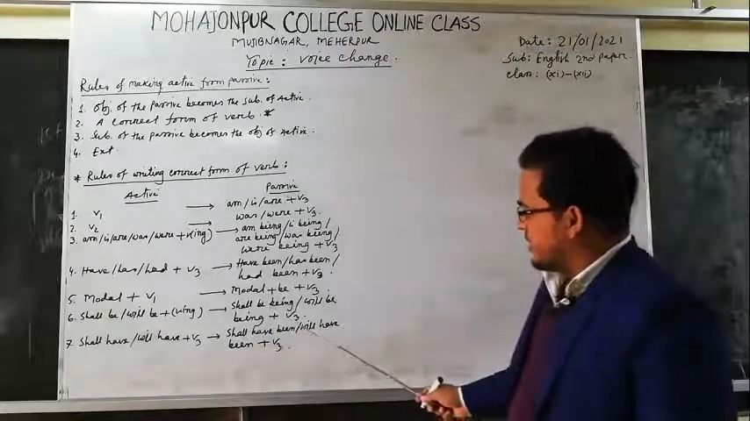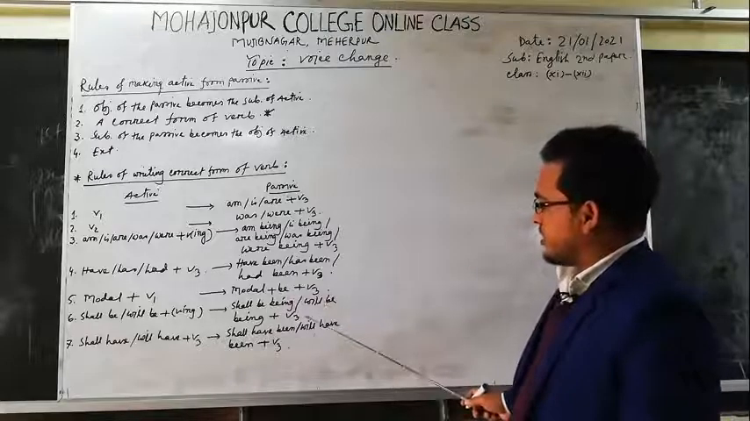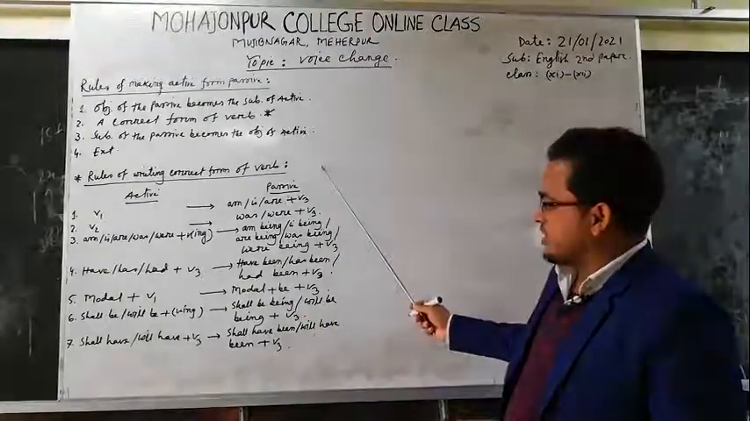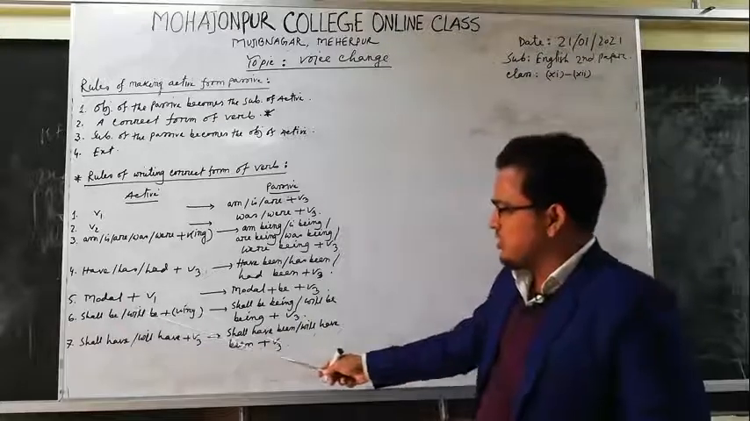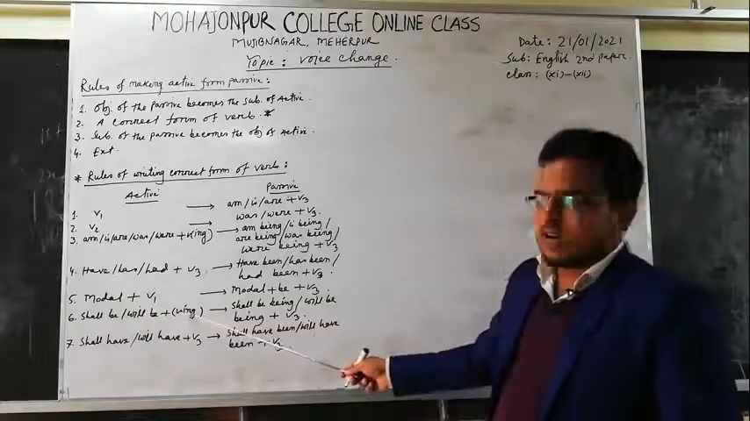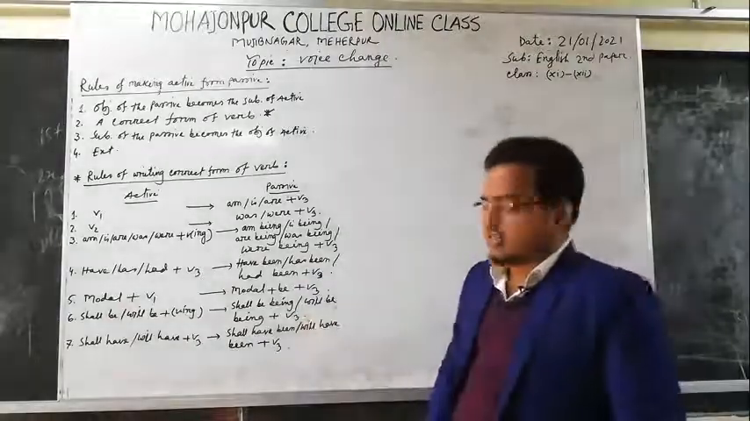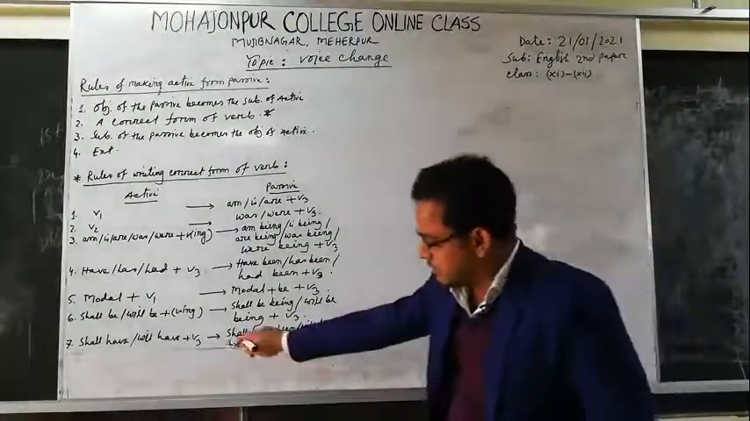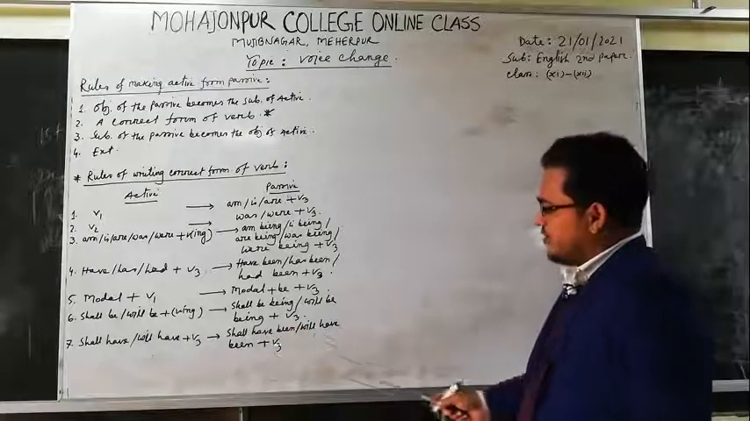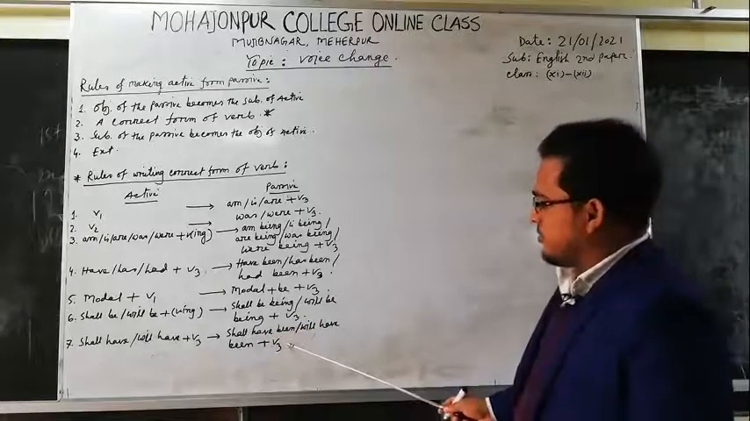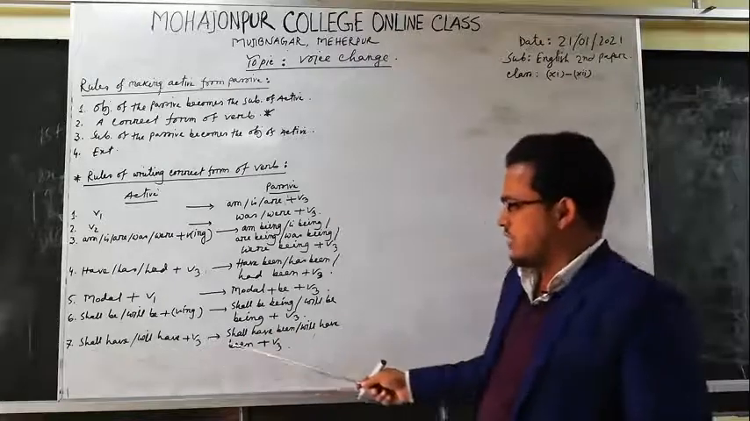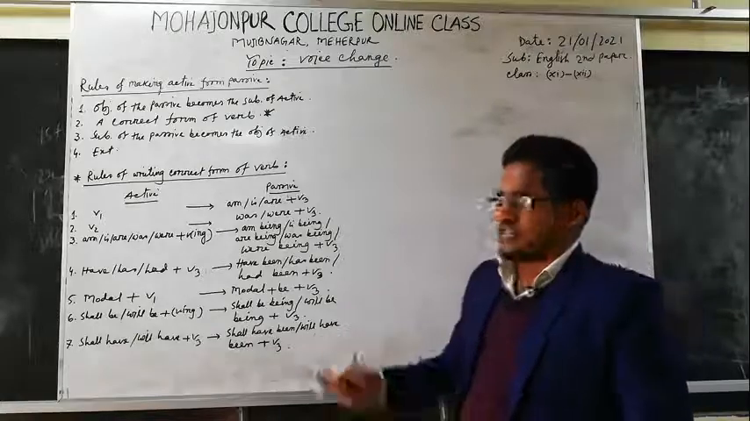Now, my dear students, number 6, if there is shall be being, will be being, and past participle form of verb in a passive voice, then it will be shall be or will be, and ing form of verb in an active voice. And the last one, number 7, if there is shall have been or will have been plus past participle form of verb, then it will be shall have or will have and past participle form of verb in an active voice.